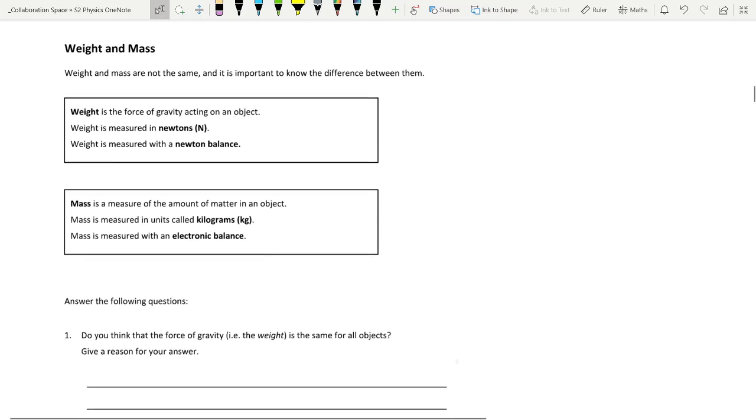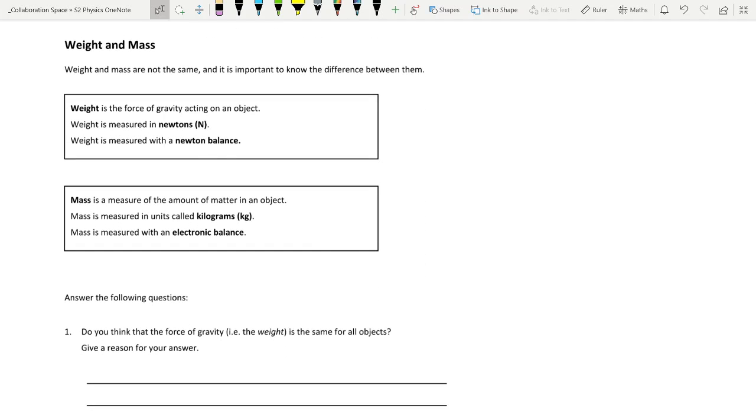So, the differences between weight and mass. You did do this in first year, but you may have forgotten it. The definitions of weight and mass are really important and will always trip somebody up. Weight is the force of gravity acting on an object, and it's measured in newtons. Weight is measured with a Newton balance. Mass is the measure of the amount of matter in an object, and it's measured in units called kilograms, using a scale.